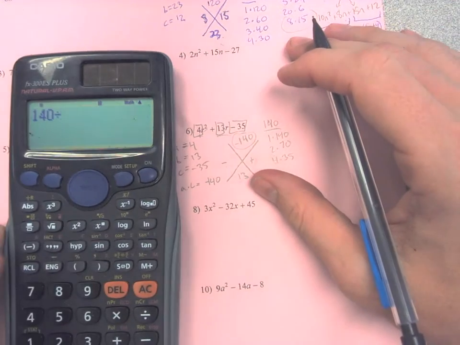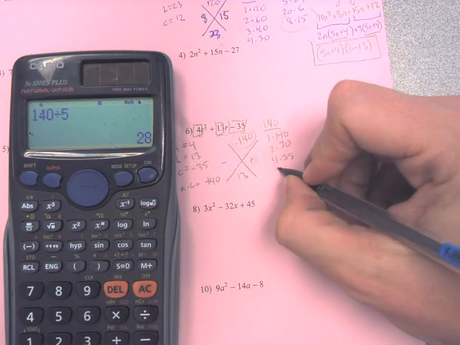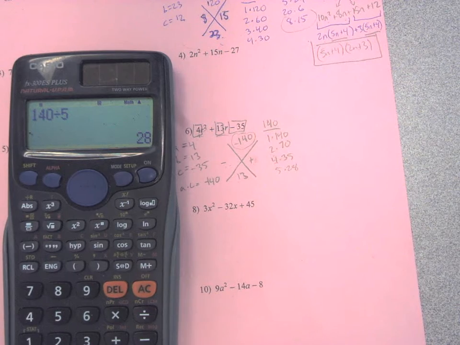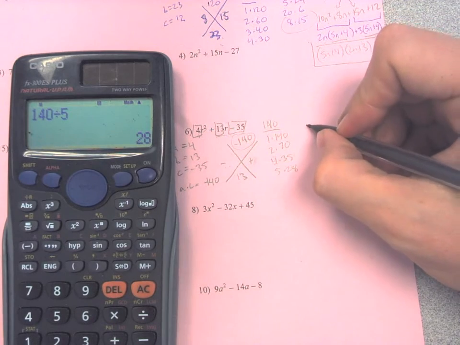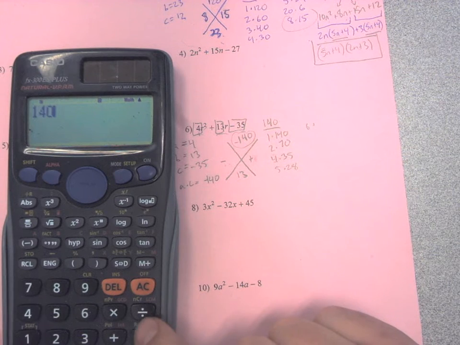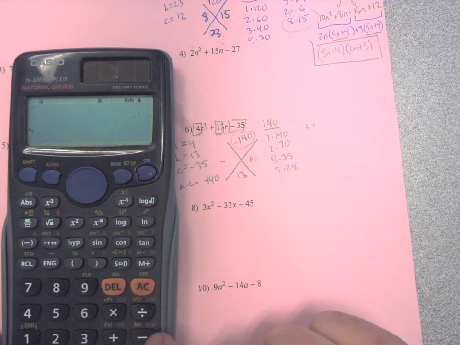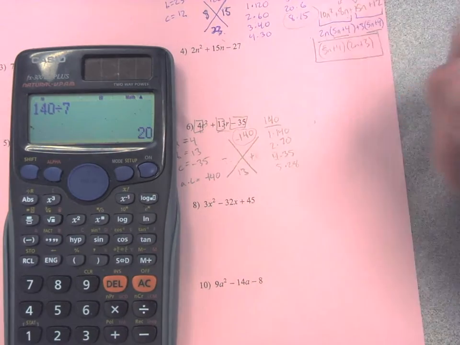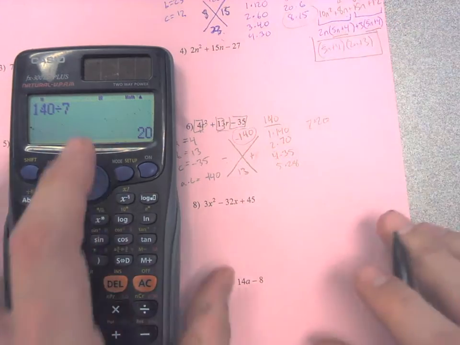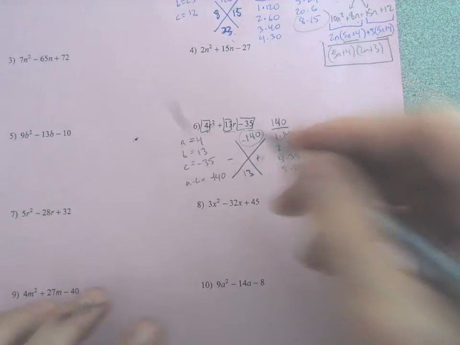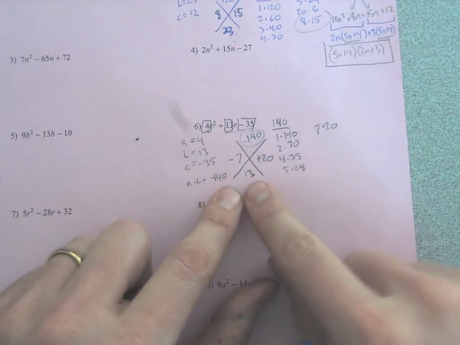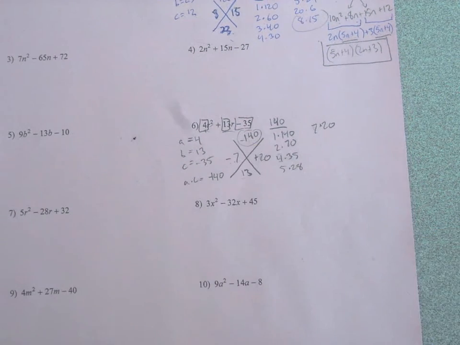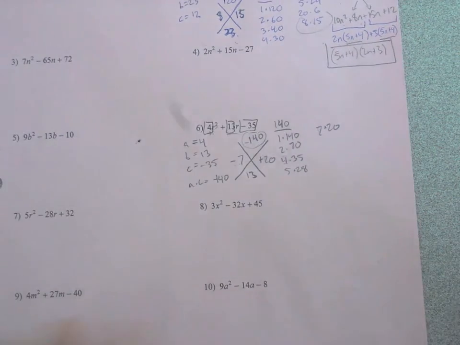140 divided by 5 is 28, so I got a 5 and a 28. Now if I find the difference of those, that's going to give me a 23, so I'm getting closer. Okay, what about 6? 140 divided by 6. Nope. What about 7? 140 divided by 7. Okay, so 7 and 20. And you might have noticed that those are the 2 magic numbers, right? A negative 7 and a positive 20 will give me a positive 13, which is what I'm after, and they will multiply to give me the negative 140. So those are the 2 numbers that we need.